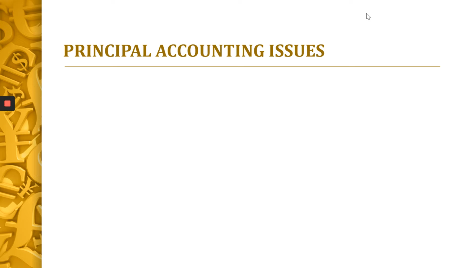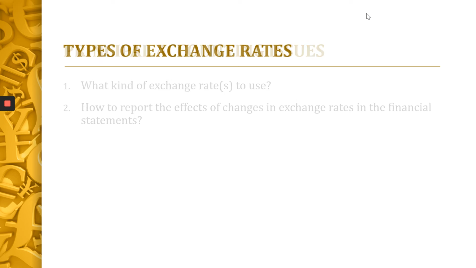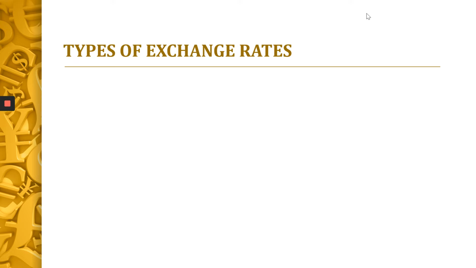So what are the accounting issues that we will be encountering when we are accounting for foreign currency transactions? There are two issues. Number one, what kind of exchange rate to use? Number two, how do we report the effects of changes in exchange rates? Now, for number one, the next slide. Yung number two, in future slides yan. Okay, number one. There are two types of exchange rates. Number one, spot rate. Number two, forward or future rate.